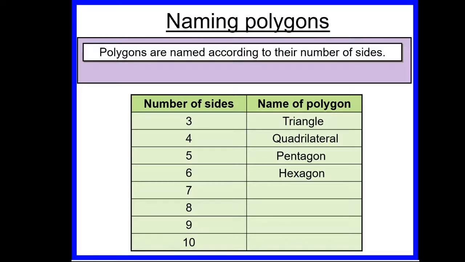Some of the others that we might come across though: 7 is a heptagon. 8 an octagon. 9 a nonagon, and 10 a decagon. We should know all of the names of those polygons up to 10-sided shapes. If you're not sure on those, please pause the video now and make a note of those different names.